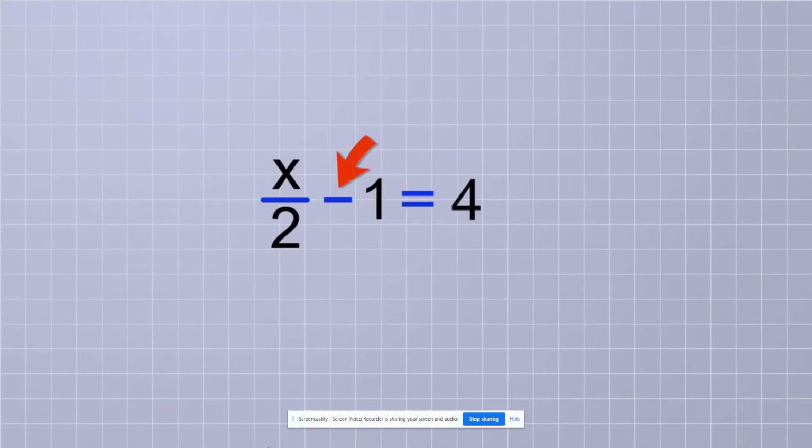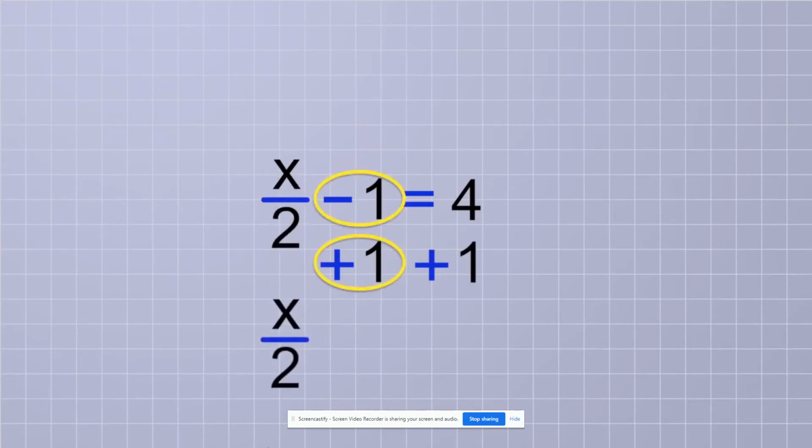To undo the subtraction, we add 1 to both sides of the equation. On the first side, the minus 1 and the plus 1 cancel out, leaving just x over 2 on that side. And on the other side, we have 4 plus 1, which is 5.